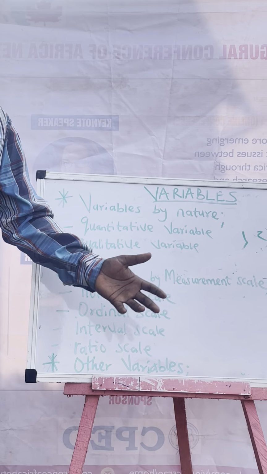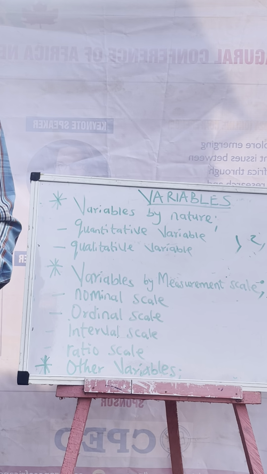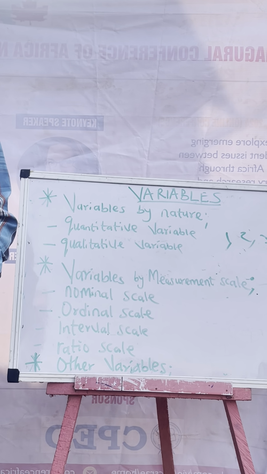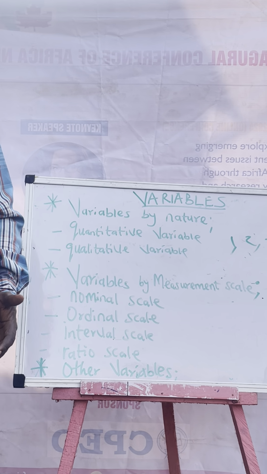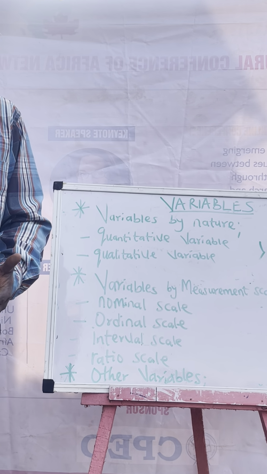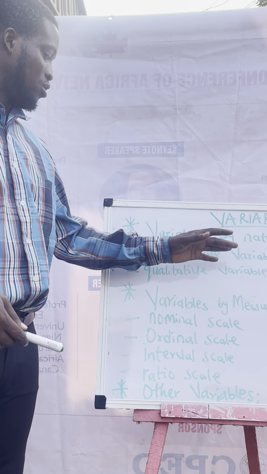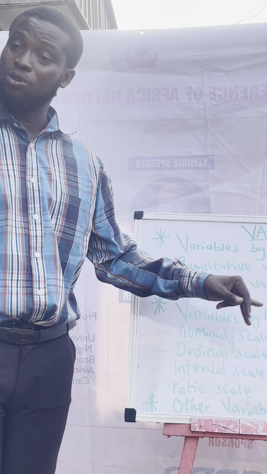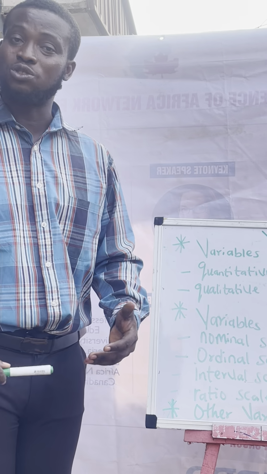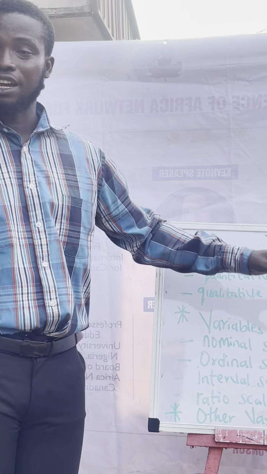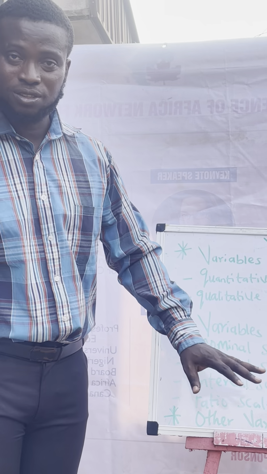We have various ways of collecting those variables, but that we look at in the methodology chapter of the study. We look at interviews for the qualitative variables, and for the quantitative variables we look at questionnaires and surveys. So we look at that critically while dealing with methodology.